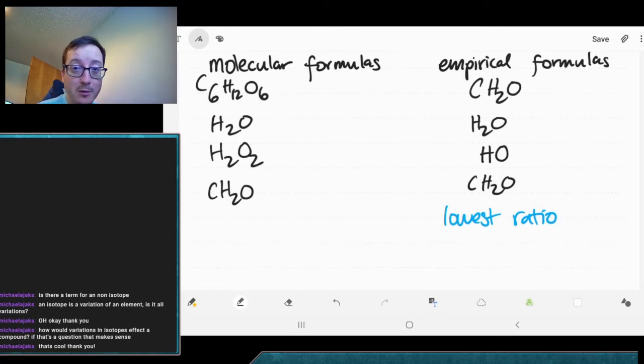You've got ribose, part of your RNA, that has the empirical formula CH2O. If you were to burn ribose, you would see that you would get the ratio of 1 carbon to 2 hydrogens to 1 oxygen in there. Formaldehyde, same idea.